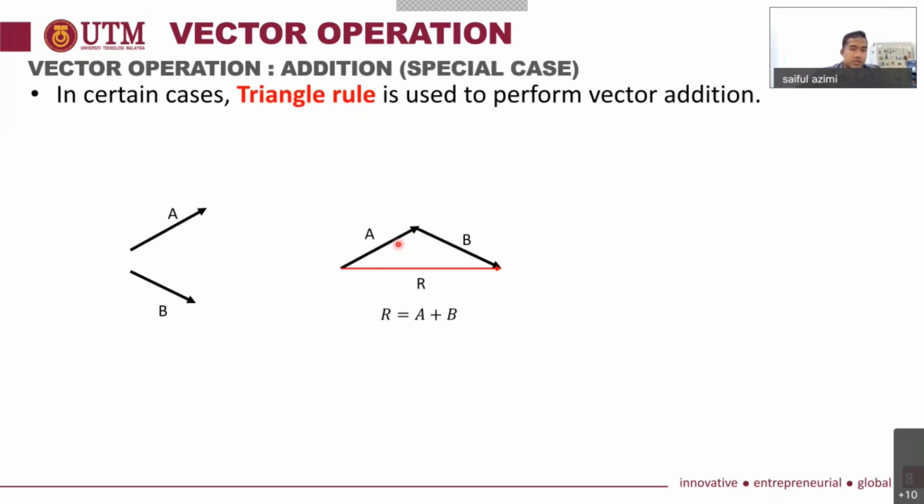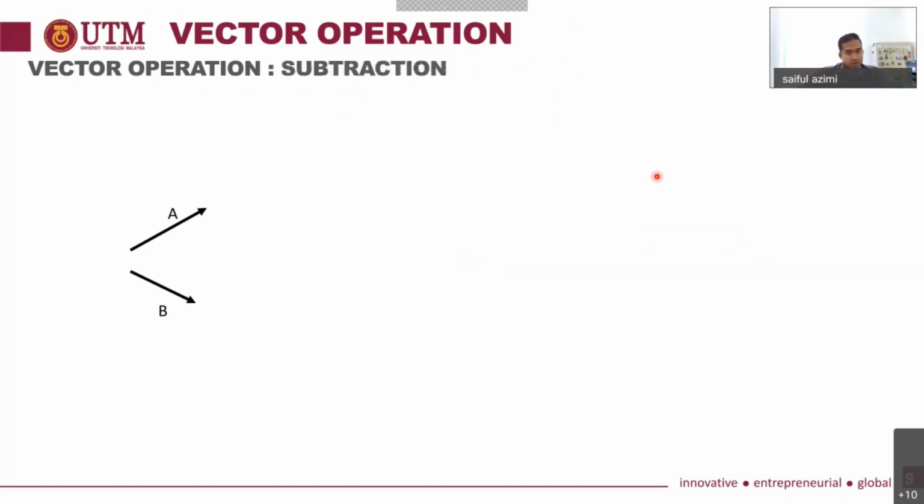So if the vector is connected from head to tail, where the head of vector A is connected to the tail of vector B, you need to use the triangle rule in order to do the addition. So in certain cases, the triangle rule is used to perform vector addition. It doesn't matter what the orientation of the vectors is. As long as the head of one vector touches the tail of another vector, you need to use the triangle rule. Right? Okay, next is subtraction.